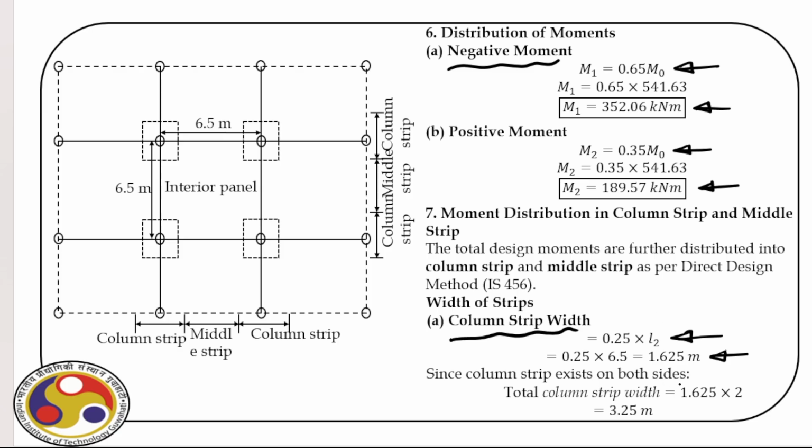So twice of this, because this is on one side. So 6.5 is from here to there. So this is 6.5. And then 0.25 times that. So this is the size. So on either side we have to consider. So the column strip will have a dimension 2 times 1.625, which is 3.25 meter.